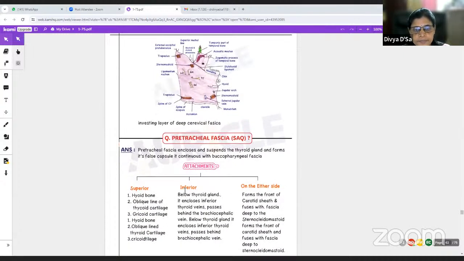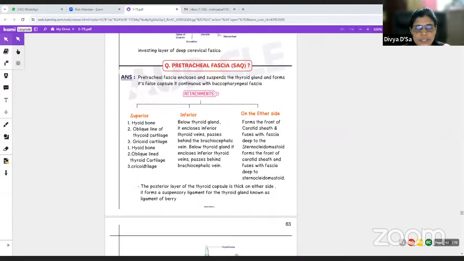Then pretracheal fascia. It is a short answer question. Here you will see pretracheal fascia. It encloses and suspends the thyroid gland and forms its false capsule. It also continues with the buccopharyngeal fascia. Where it is attached, superiorly it is attached to the hyoid bone, the oblique line of the thyroid cartilage, then the cricoid cartilage, okay, so superiorly.